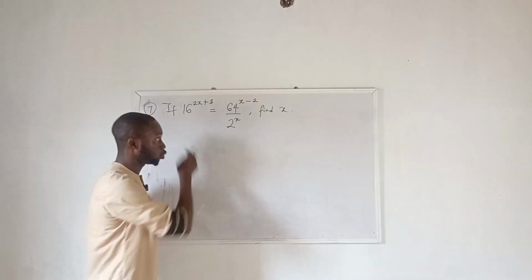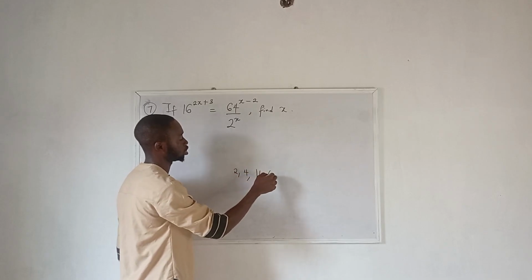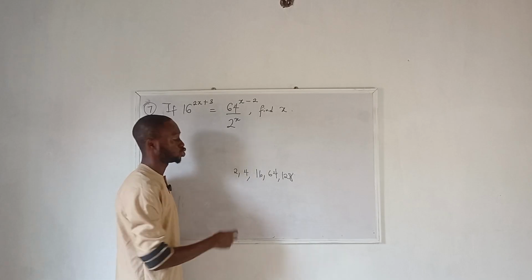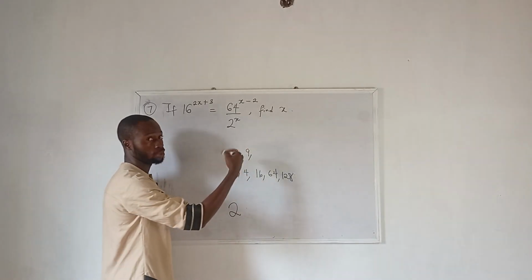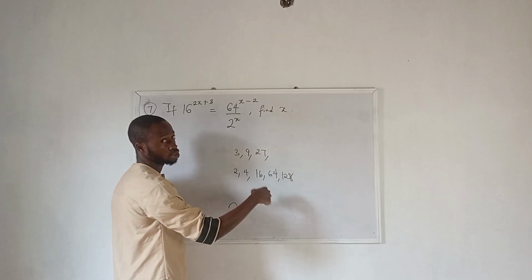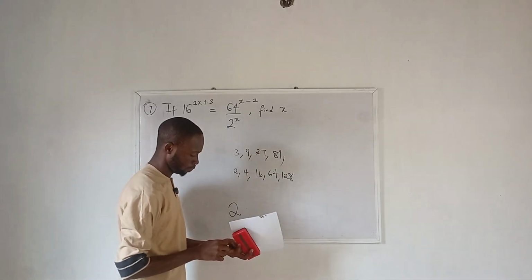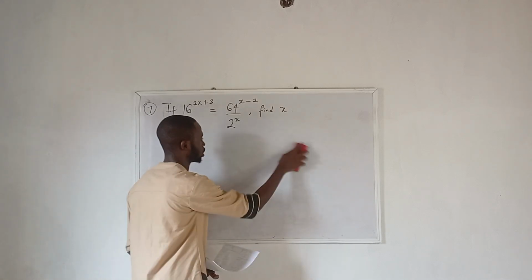When you see questions similar to this, you see 2, you see 4, you see 16, you see 64, you see 128, just know that you are reducing everything to the base of 2. But if you see 3, 9, I believe you understand what I mean by this now. 27, 81, and so on and so forth. You are reducing them to have the base of 3. So let's explain what that is.